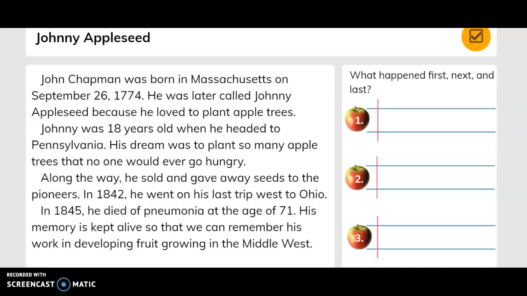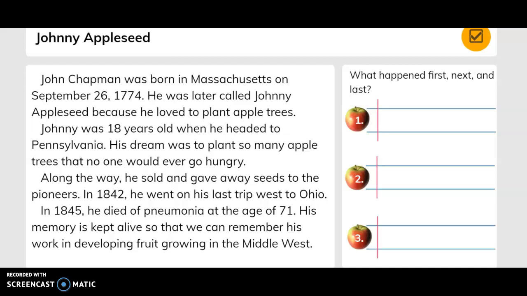Johnny Appleseed. John Chapman was born in Massachusetts on September 26, 1774. He was called Johnny Appleseed because he loved to plant apple trees. Johnny was 18 years old when he headed to Pennsylvania. His dream was to plant so many apple trees that no one would ever go hungry.